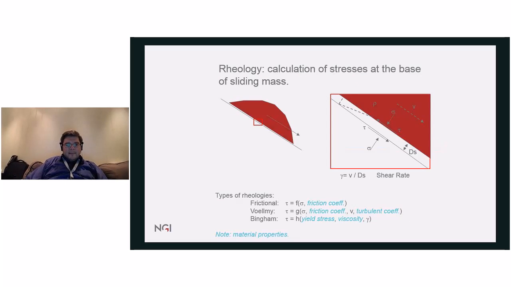Then the simple way to look at the runout behavior is by representing the landslide mass as a block here, this red volume, and this is a block that is sliding down a slope, and in the contact between the block and the terrain, then we have some normal stresses, some shear stresses, and the block is sliding at a velocity v, and then there is a width of the shear band here called ds.